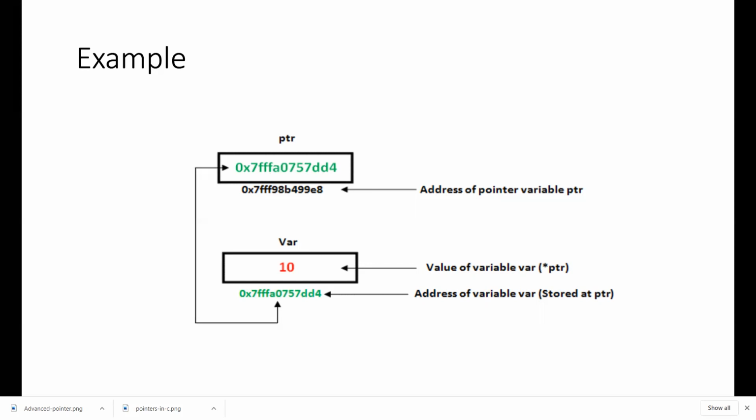So if we print out star PTR, that means the value at this address. What is the value at this address? That is 10. So that will be displayed.